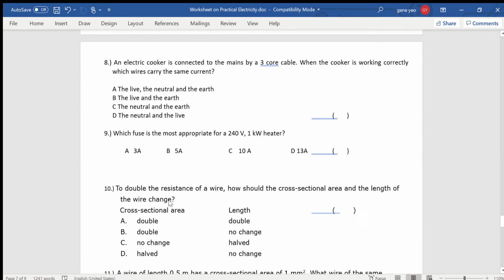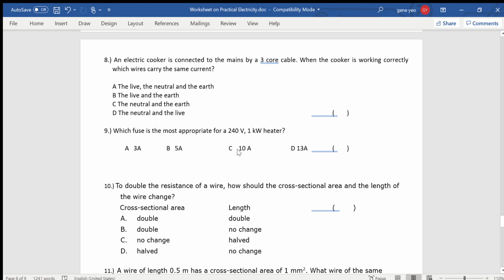Next. Okay, cooker with 3-core cable. When is the cooker working correctly? And which wires carry the same current when it is working correctly? That means I'm looking at the live and neutral. You should know this. This is knowledge that you must know. Okay?